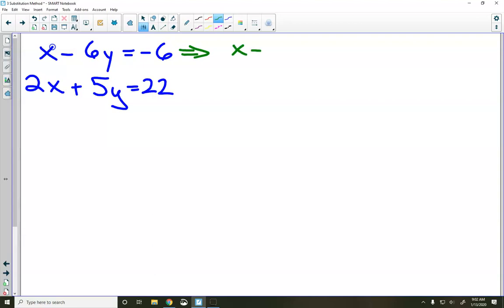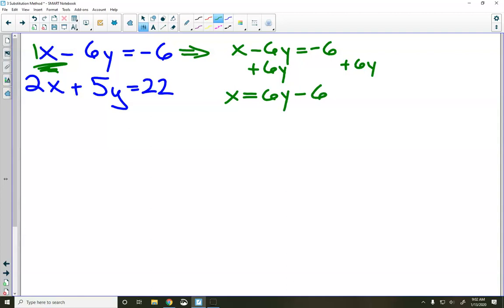I'm going to take this x minus 6y equals negative 6, and I'm going to isolate x, because again, it has a coefficient of 1. I want to get that x alone. Doesn't matter if it's x or y that we're isolating. It's just the one that has 1 as a coefficient. I'm going to add 6y to each side. This top equation now becomes x equals 6y minus 6.